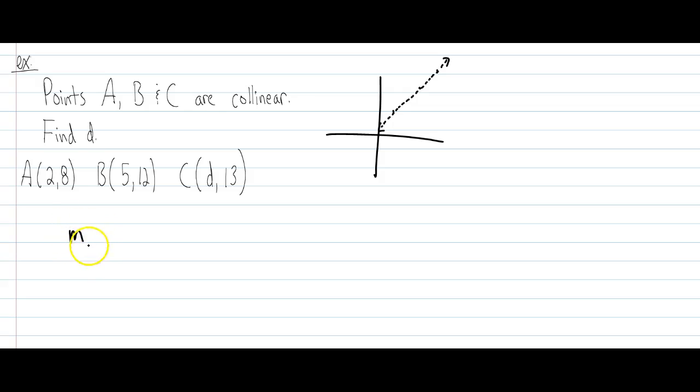So we can calculate the slope of segment AB, 12 minus 8 over 5 minus 2. So there is a slope going from A to B. And that's going to be equal to the slope from B to C. If we calculate the slope from B to C, that's 13 minus 12 over D minus 5. So here's what we've calculated for the slope to be equal to. That's what we know it's supposed to be equal to.